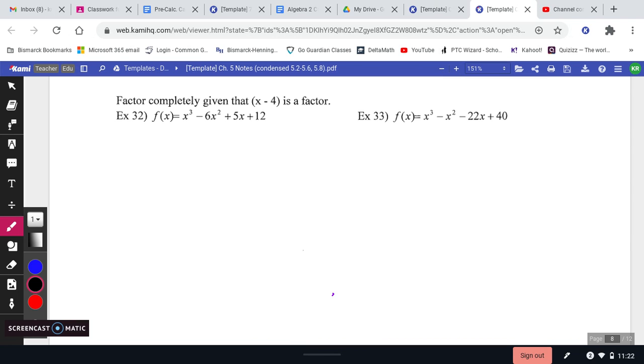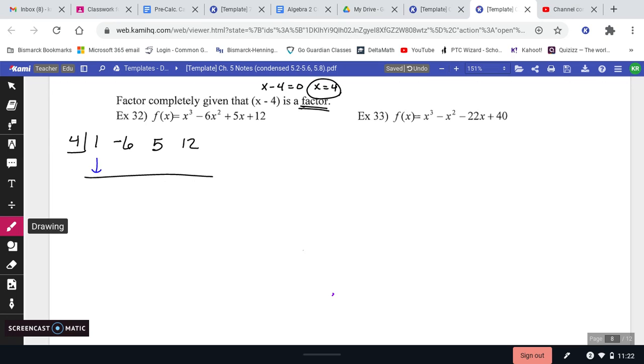Okay, so here we are told that x minus 4 is a factor. So we're going to do what we did before. x minus 4 equals 0. You solve that, you get x is 4. Okay, so 4 is going to go in your corner. You're going to use your coefficients. So 1, x cubed, negative 6, x squared, 5x, and then 12.